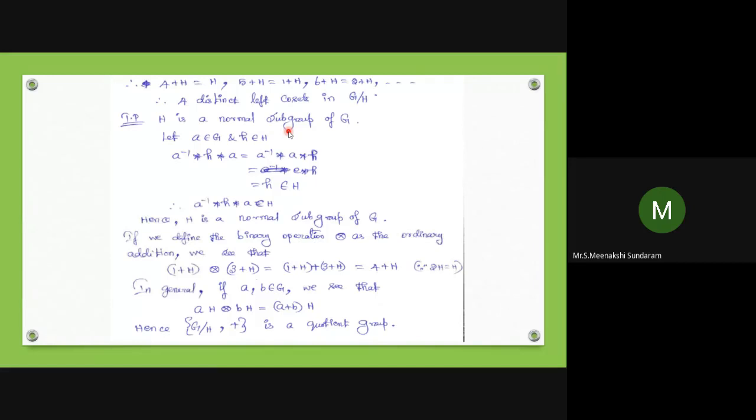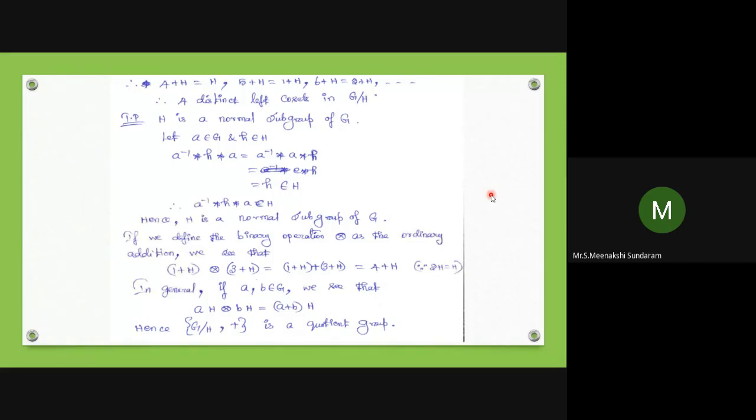H is a normal subgroup of G. That we need to show now. We show that H is a normal subgroup of G. Let a belong to capital G and h belong to capital H. We need to show that a inverse star h star a belongs to capital H.